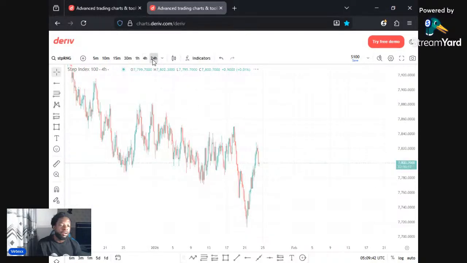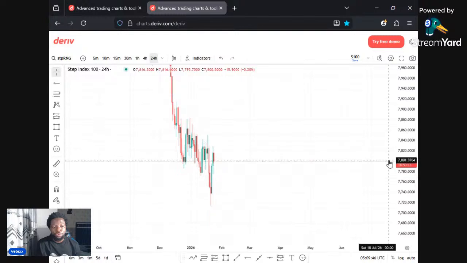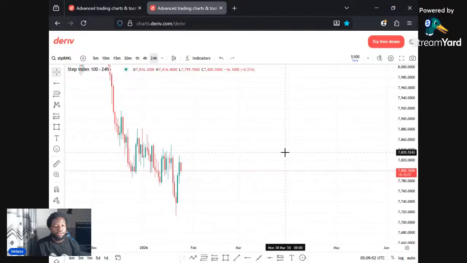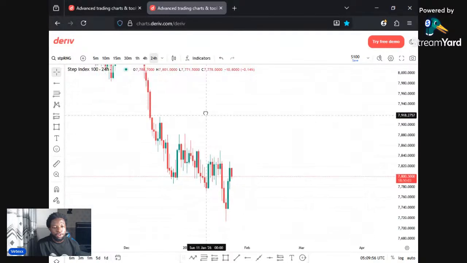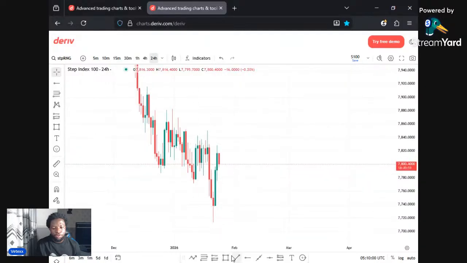When you are doing your top-down analysis, you start from the higher time frame. The higher time frame gives you a clearer direction of where the market is coming from and where it's going to. So on the 24-hour time frame on Step 100, you can clearly see that we have a sweep of liquidity here. These are sweeps of liquidity.